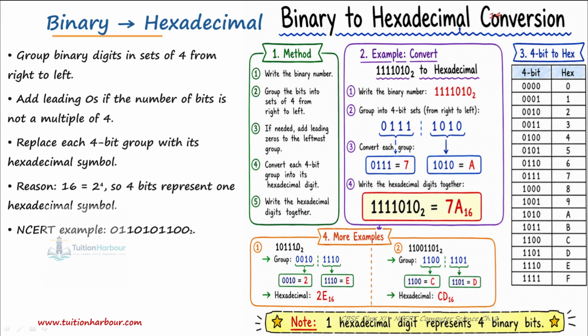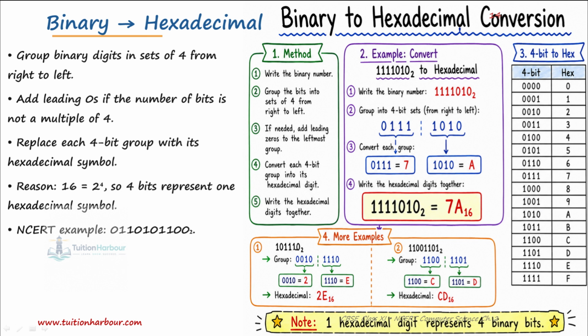To convert binary to hexadecimal, group bits in fours from right to left. Add leading zeros if required. The groups 0111 and 1010 become 7 and A. So the answer is 7A hexadecimal.